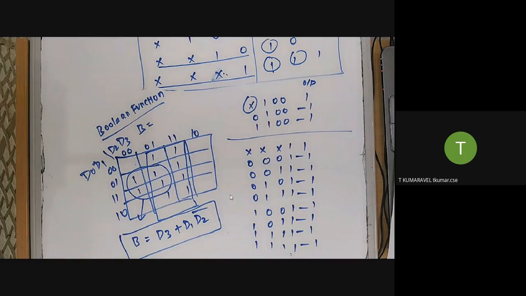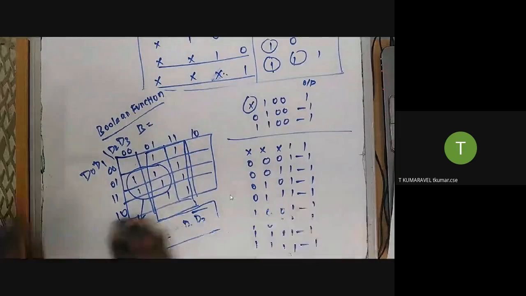Do you have any queries? Hello. No, sir. Already you know the K-map minimization, that's why I'm directly writing the answer. Do you have any queries in the minimization? No, sir. So this is the equation for B.